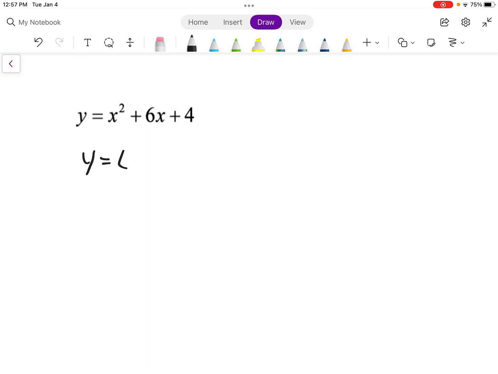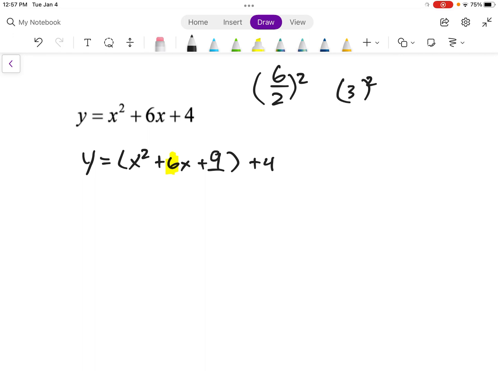So you group the first two together. Okay, you got to figure out what number goes here to make it a perfect square. You always take this middle number right there. Take that middle number. I divide it by 2 and square it. So 6 divided by 2 is 3. 3 squared is 9. I've got to add a 9 to make that a perfect square.